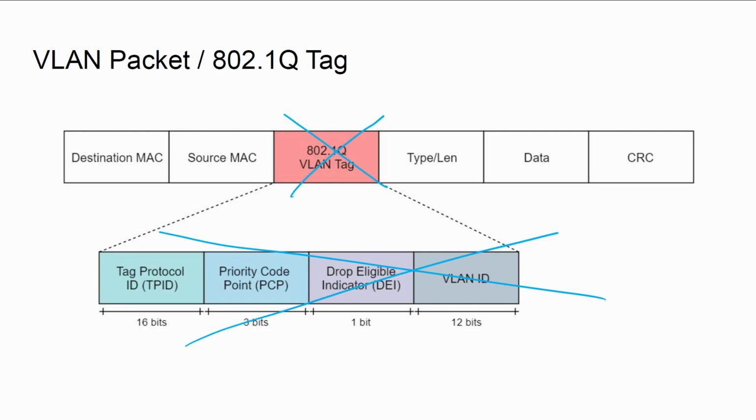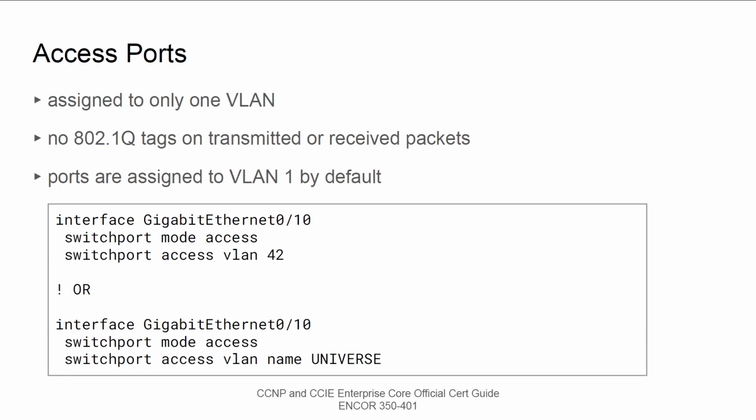Let's get rid of this and then go back to our slide. Now, ports are assigned to VLAN 1 by default. As has also been mentioned in previous lessons, VLAN 1 is the default VLAN for Cisco switches. The ports can also be assigned to other VLANs as shown in the configuration box below in the slide. So the command to assign the VLAN is switchport access vlan and then the VLAN ID.